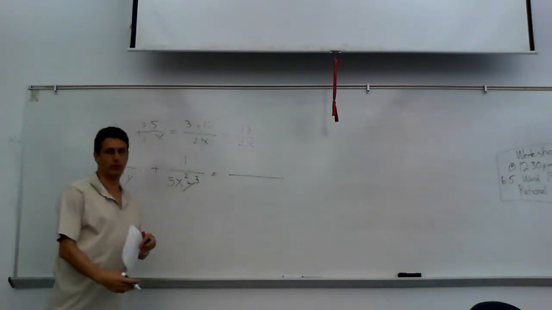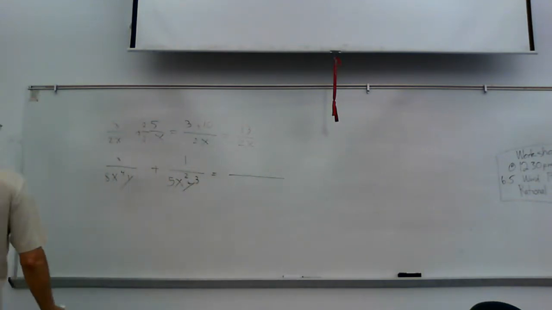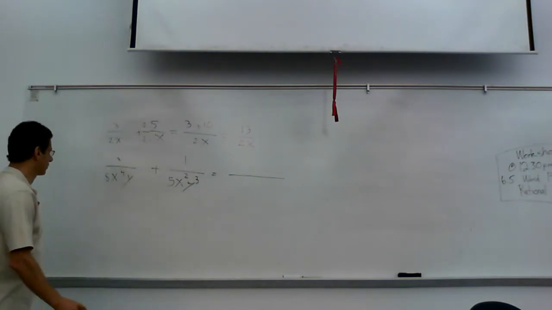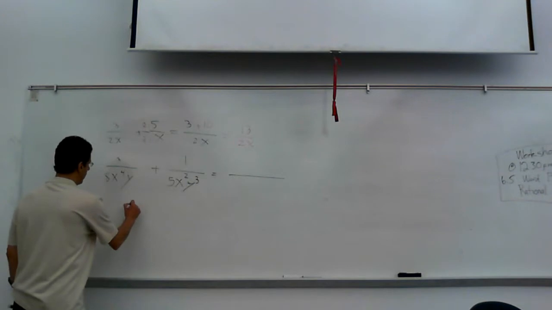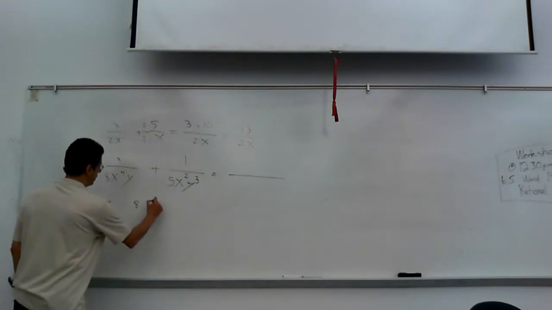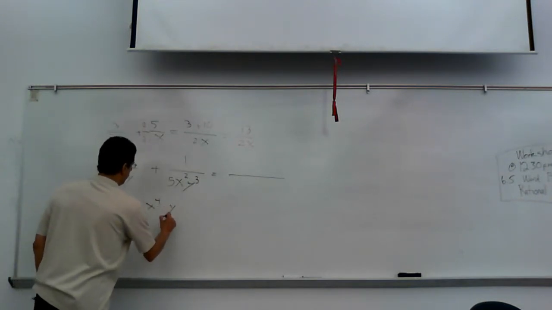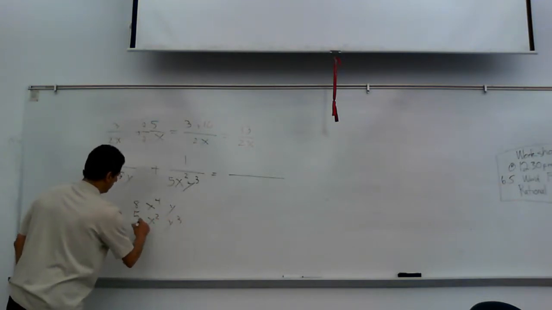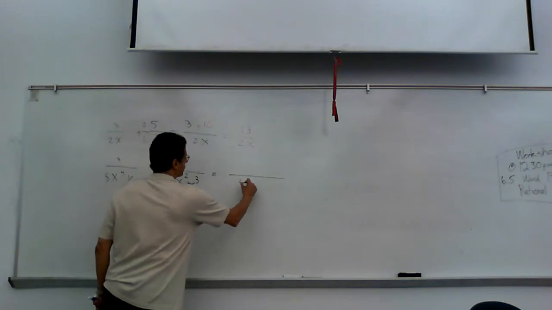All right, let's see what we need. First of all, let's find the LCD. What do you think the LCD is? Let's write the first fraction: 8x to the power of 4 y, and 5x squared y cubed. Do you see 8 and 5 gives you 40?